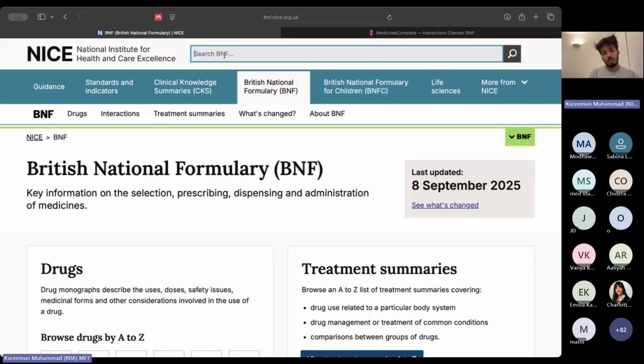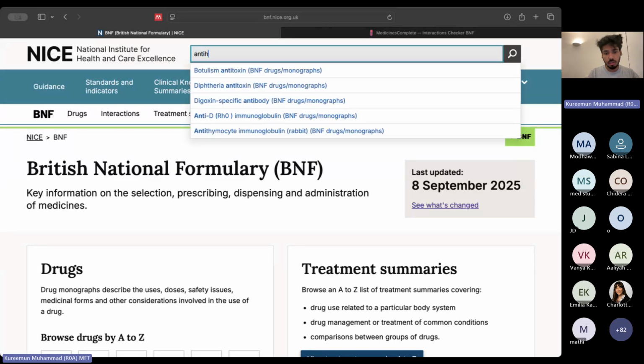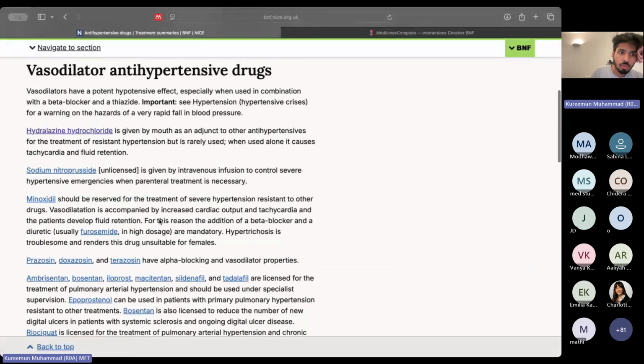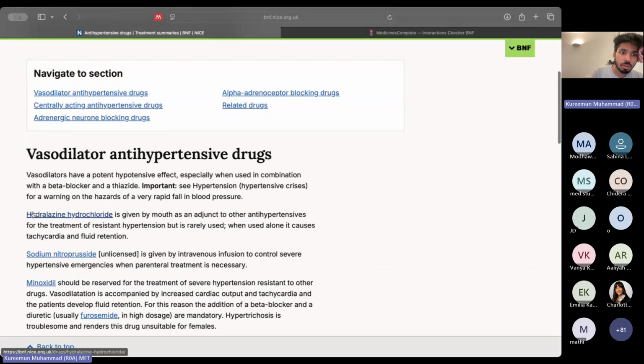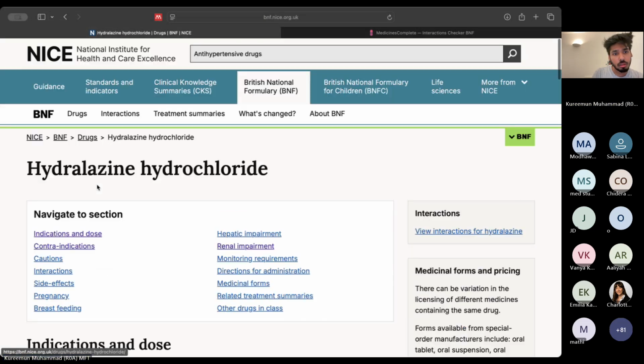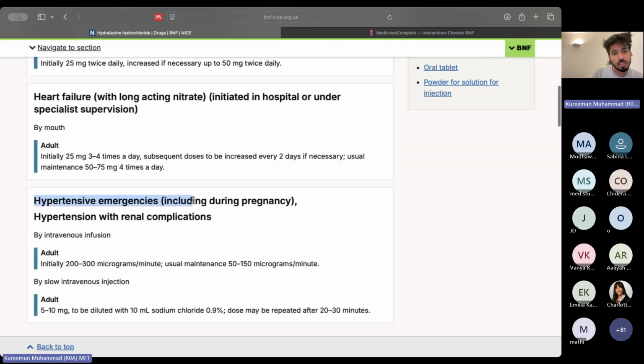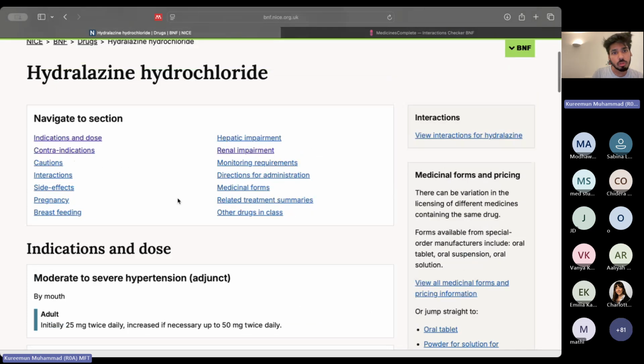Basically, that's the BNF. There are two that you can use. So there are antihypertensive drugs, and when you go down, those are the options that they give you. Hydralazine is given by mouth as an adjunct and for treatment of resistance, or sodium nitroprusside is given by IV infusion. If you go on to this one, you can see the indication for them. In hypertensive emergency, it gives you the dose as well, which one you would use.